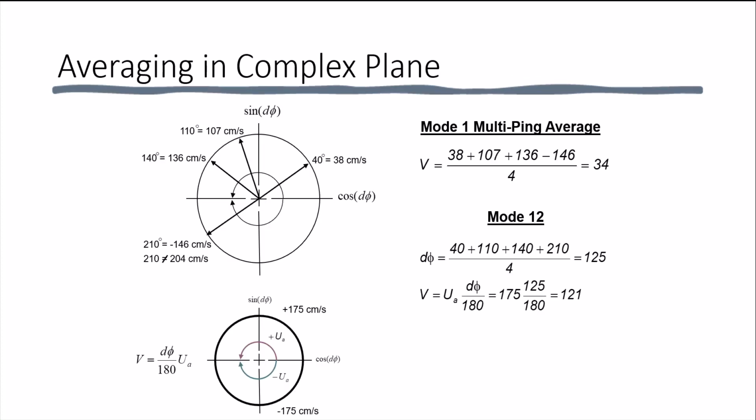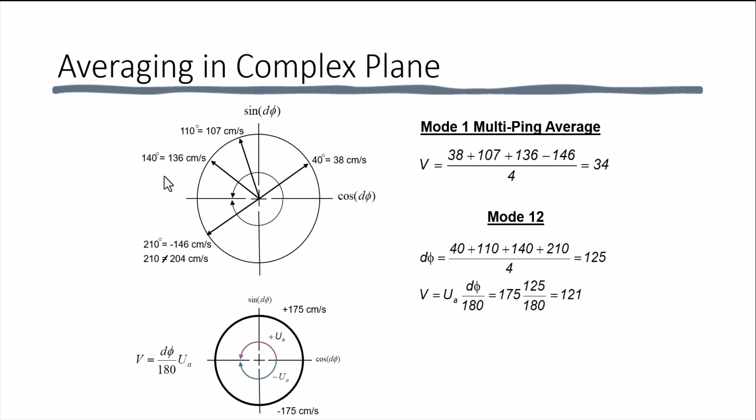The advantage of averaging in the complex or phase plane can be understood in this example. The ADCP measures 4 pings. In mode 1, those pings are transformed into velocities, and then the velocities are averaged. So a 40-degree phase change is transformed to a 38 centimeter per second velocity. A 110-degree phase change is transformed to 107 centimeters per second velocity.